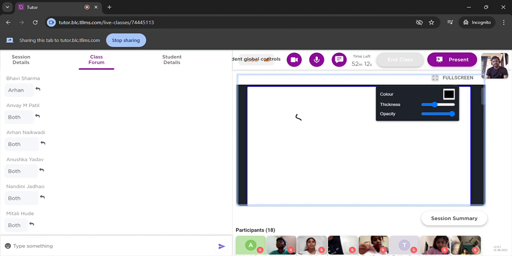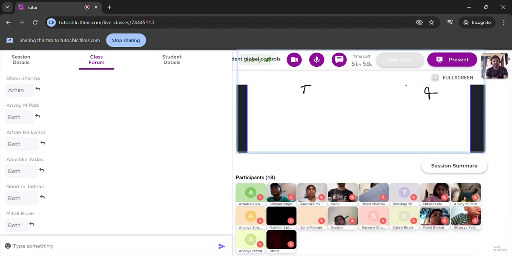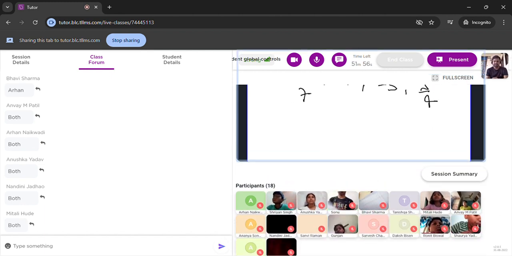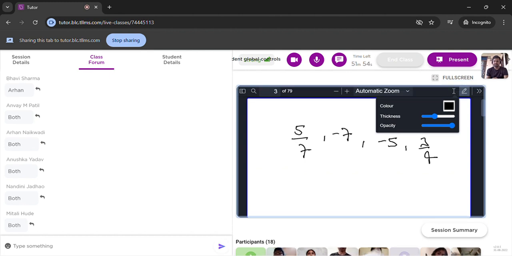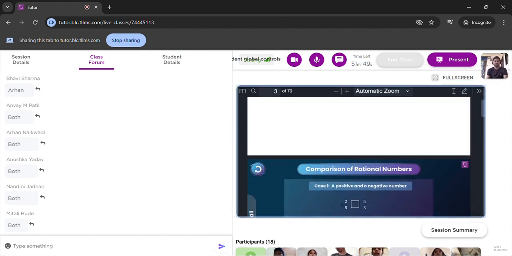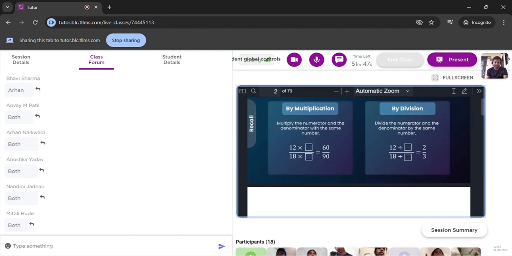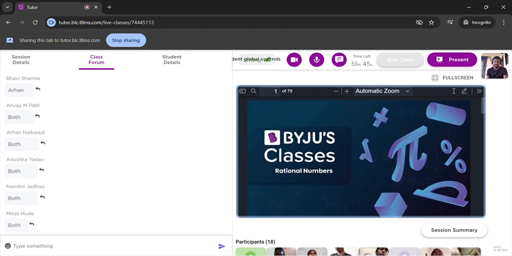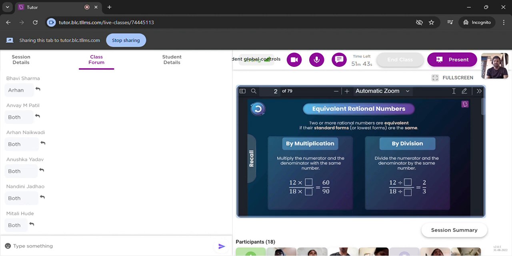As you can see, this 5 divided by 7 is a rational number. -7 is also a rational number, and -5 is also a rational number, and 3 by 4 is a rational number. So these are all rational numbers. Okay, good. Now we are moving to the next part, where we mainly have to study equivalent rational numbers.